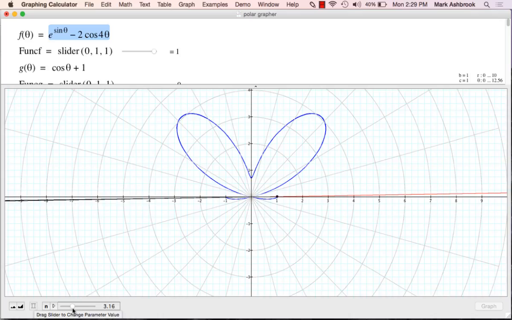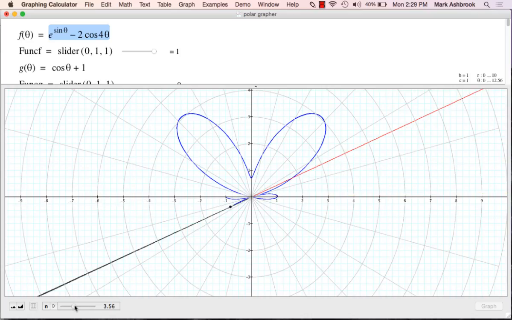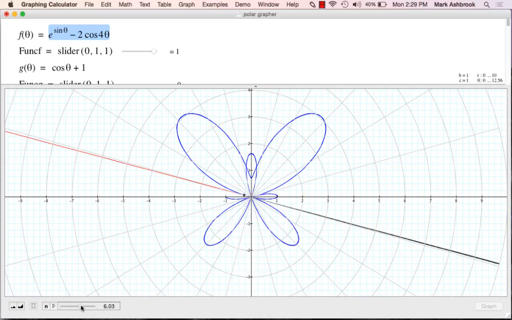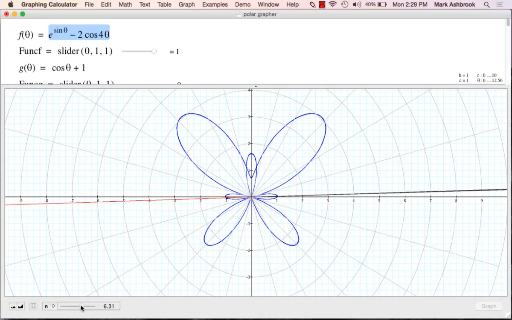right? So at pi, -1 is the value of r, because the direction would be this way, so -r would be back this way. And then here's pi to 3 pi over 2, and then 3 pi over 2 to 2 pi. So pretty cool. You don't always get insect shapes, but this just happens. This particular function, e to the sine theta minus 2 cosine 4 theta, appears like a butterfly. But this is typical for these functions.